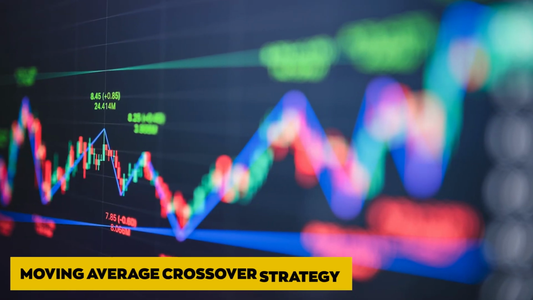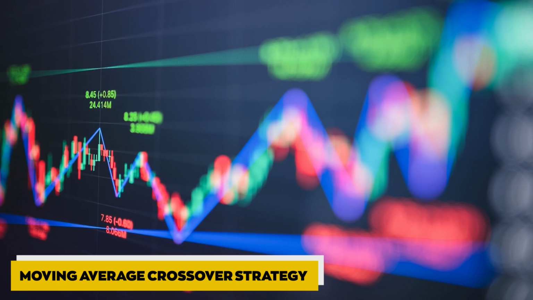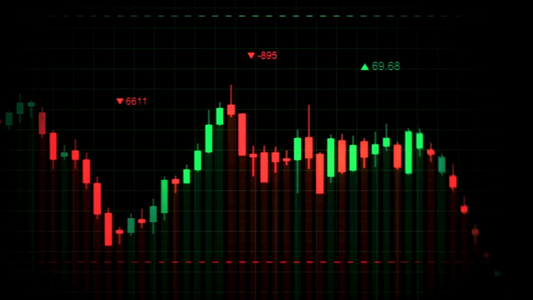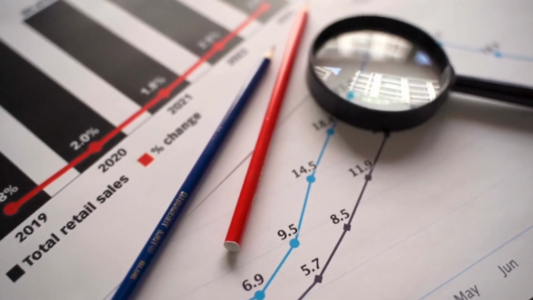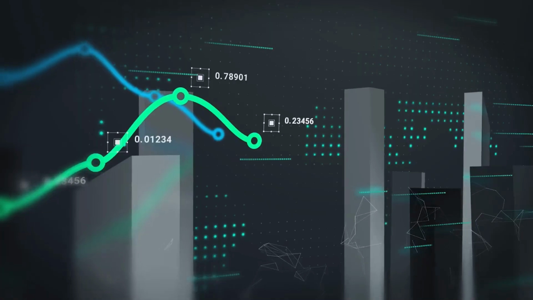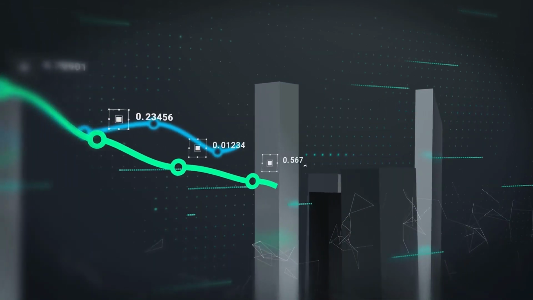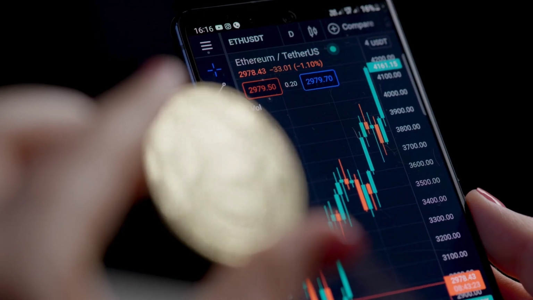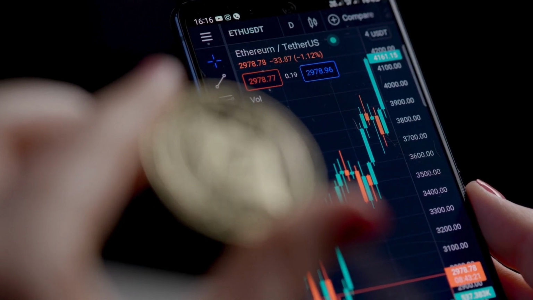1. Moving average crossover strategy. The moving average crossover strategy involves using two moving averages, a shorter one, like the 9 period, and a longer one, like the 21 period. When the shorter moving average crosses above the longer one, it signals a potential buy. When it crosses below, it indicates a sell.